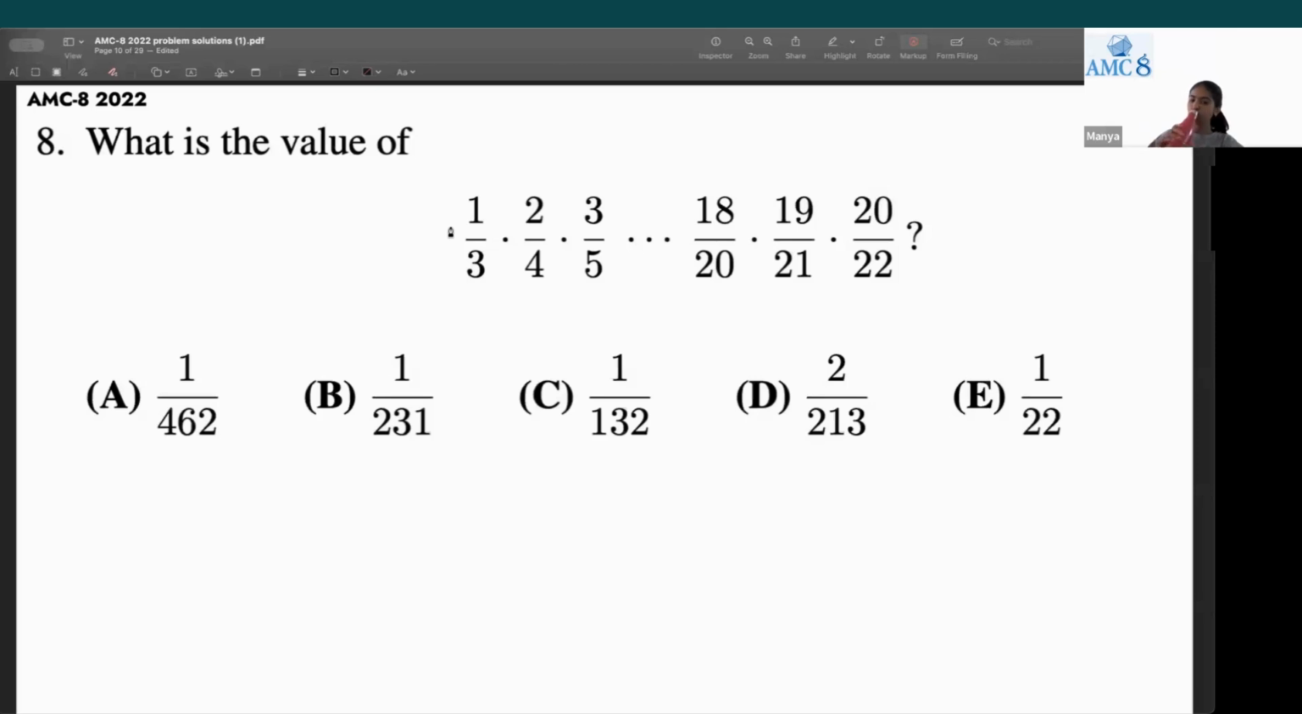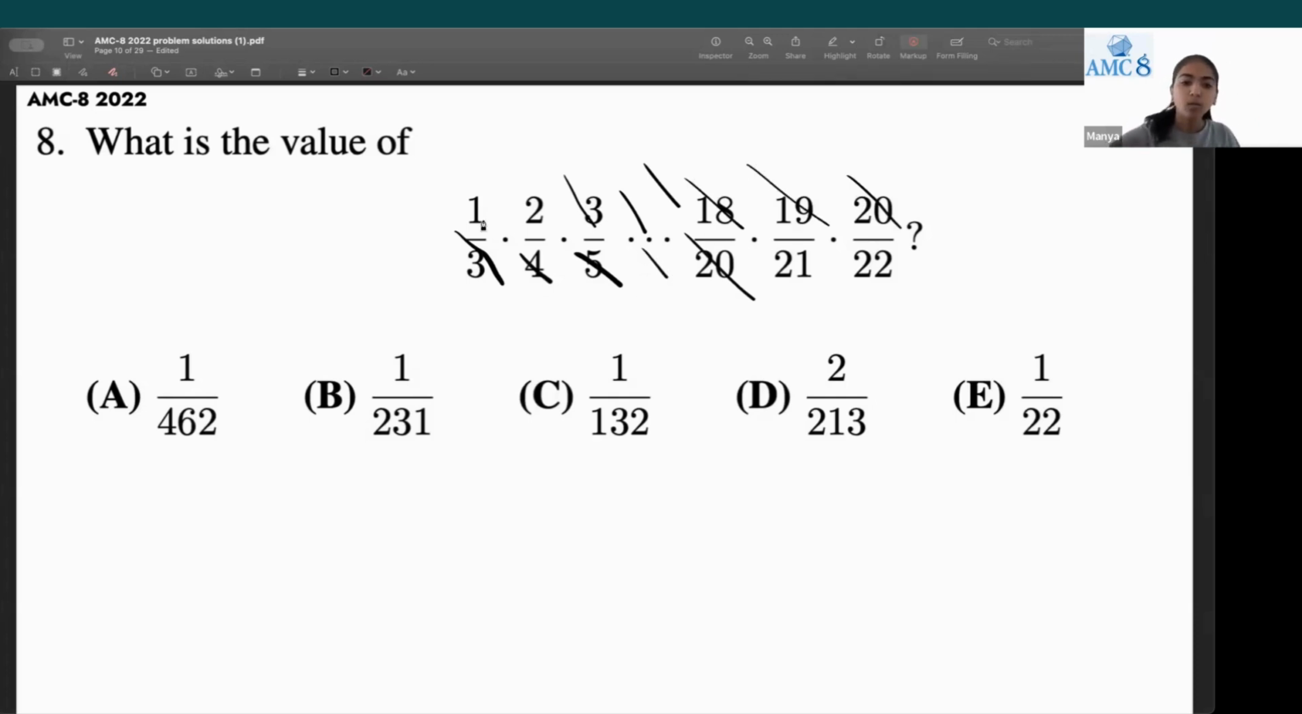Since we know that multiplication and division both cancel out with each other, we could just cancel out these numbers. So 3, 3, 4 will be eventually crossed out. 5 will be eventually crossed out. 18 will be crossed out here, and 20 is crossed out. 19 will also be crossed out right there.